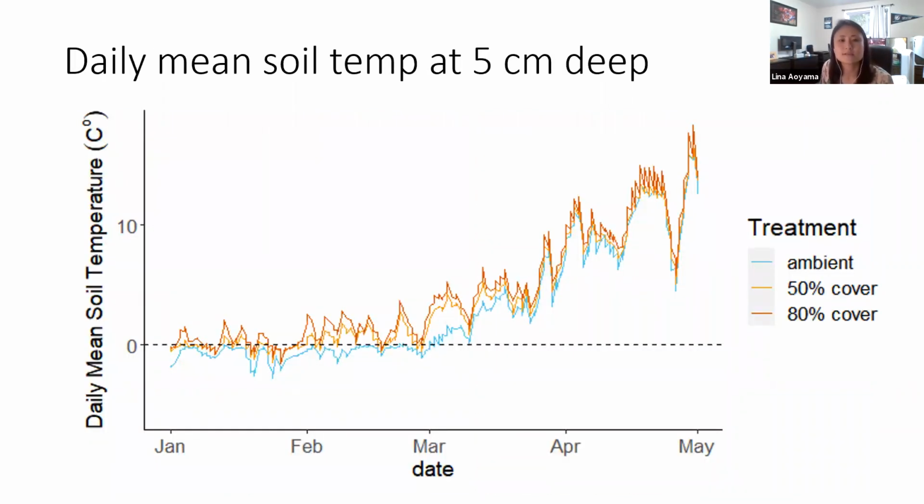This is a time series of soil temperature at 5 centimeters deep. And we have months on the X and daily mean soil temperature in Celsius on the Y. The cooler color is the ambient and the warmer colors are the shelters. If you look closely at the months of January to March when the seedlings germinate, that's when you see moderate and severe plots were over 0 degrees. So that's when the snow will be melting, while the ambient was cooler until March.